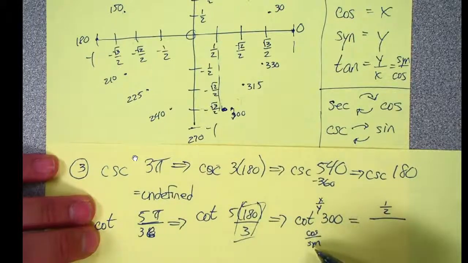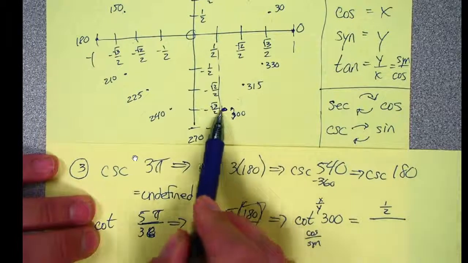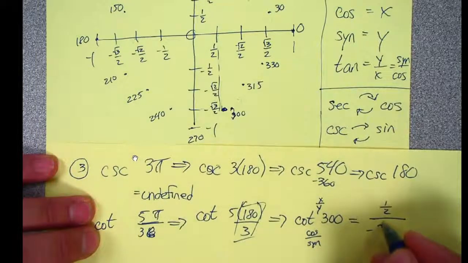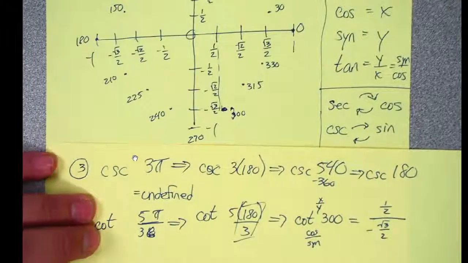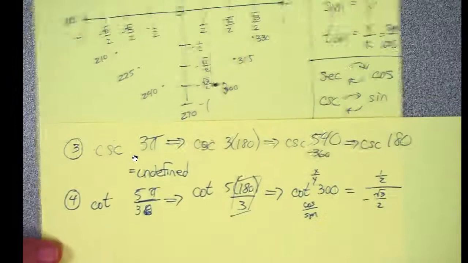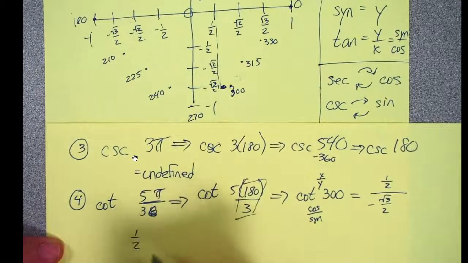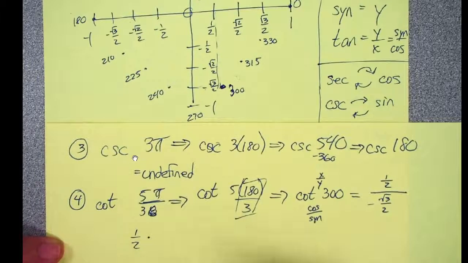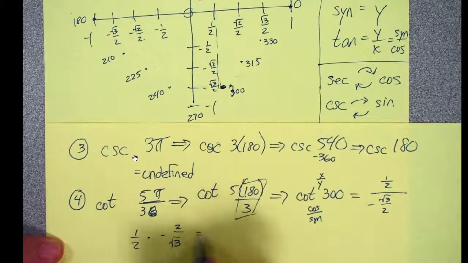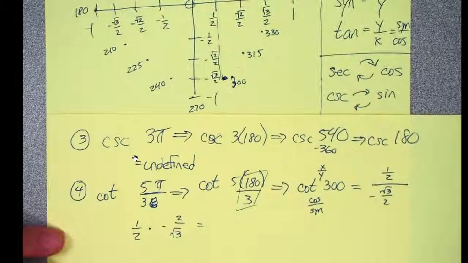I'm going to divide that by the sine of 300. Well, the sine of 300 is the y value. So I go over to the y-axis, and that is the negative square root of 3 over 2. Now this gets a little goofy. We don't divide fractions. We invert and multiply. So we invert the thing on the bottom, and this becomes 1/2 times negative 2 over the square root of 3.